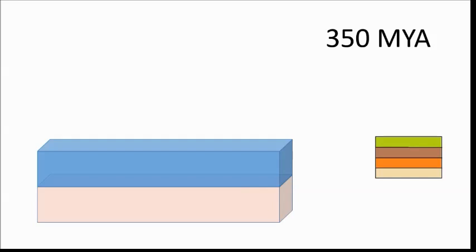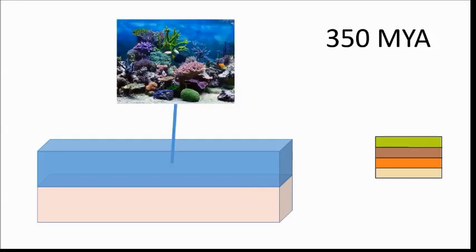What I'm going to show you now is how a sequence of rocks can form. Imagine a state 350 million years ago. A nice coral reef, a nice tropical sea. What sort of rock will be forming there? Expect that to be a limestone.